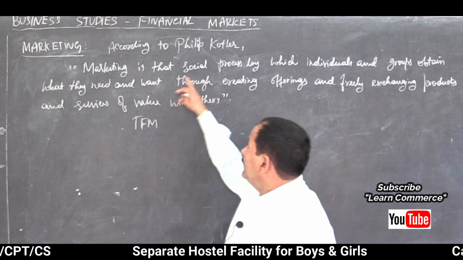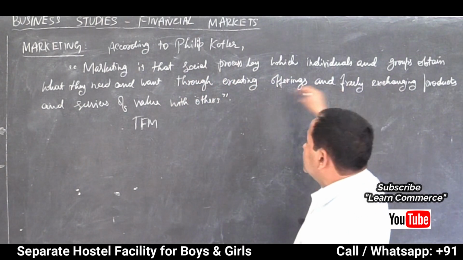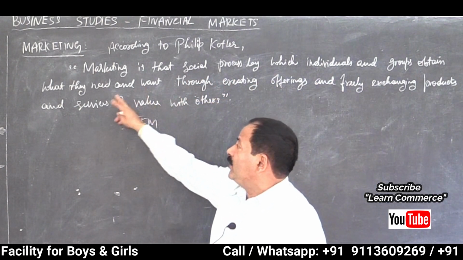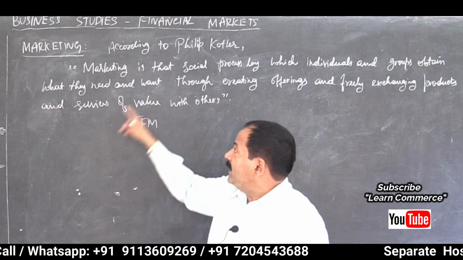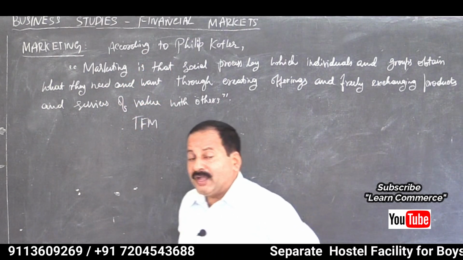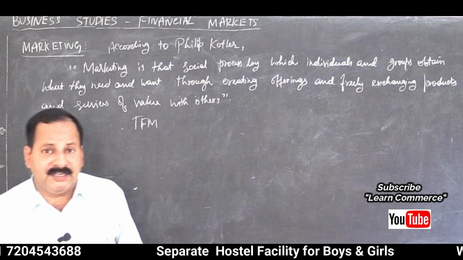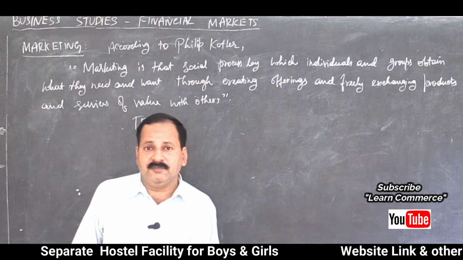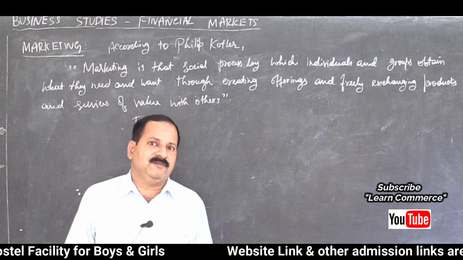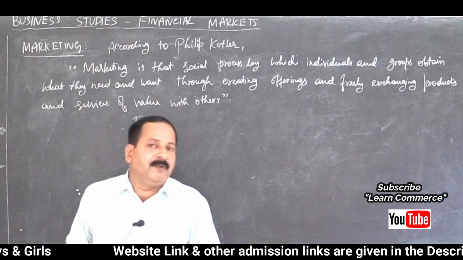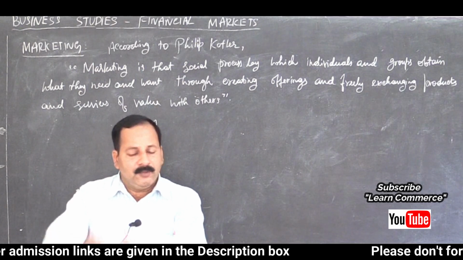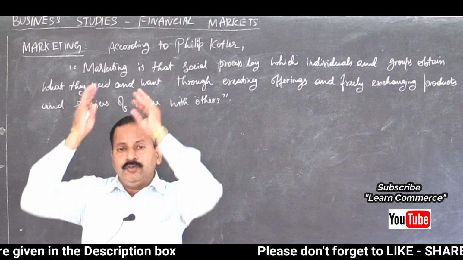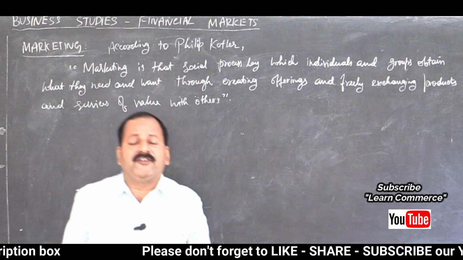So, social process by which individuals and groups obtain what they need and want. My point here is that need is, I want a soap. Then want is, I want to buy only Medimix soap, isn't it? I want to buy only Lux soap. So that is want. Because you are addicted to that particular soap and you like that soap, you like the color of that soap, you like the fragrance of that soap, or you like the shopkeeper who keeps that soap.